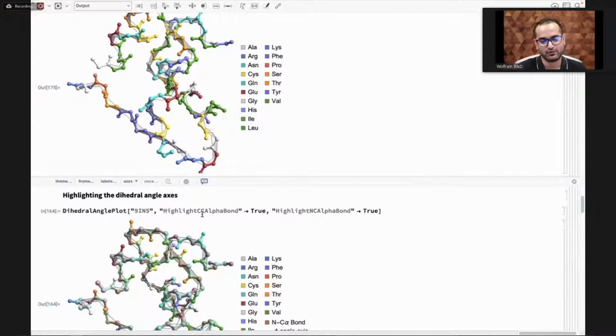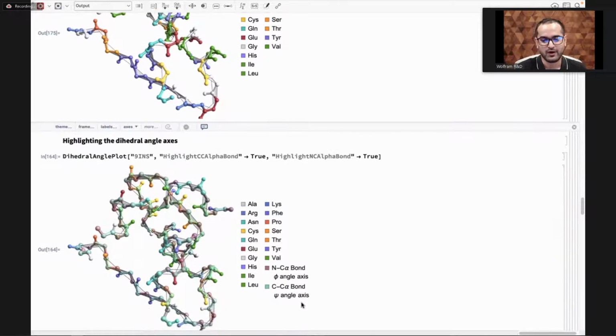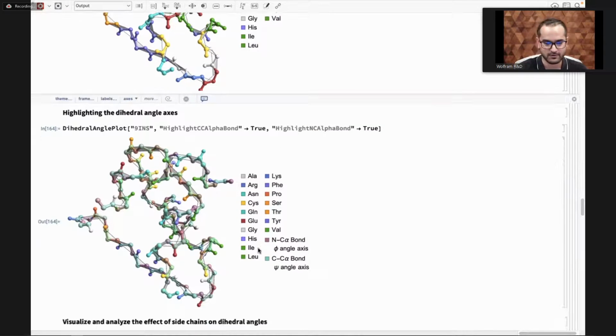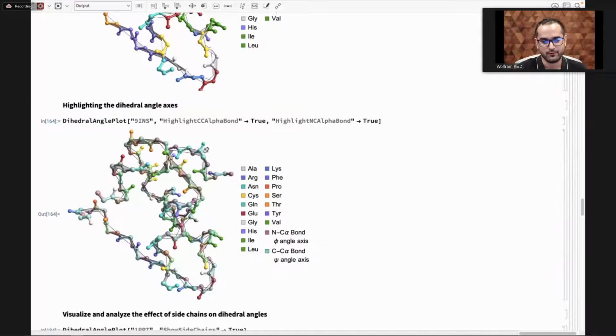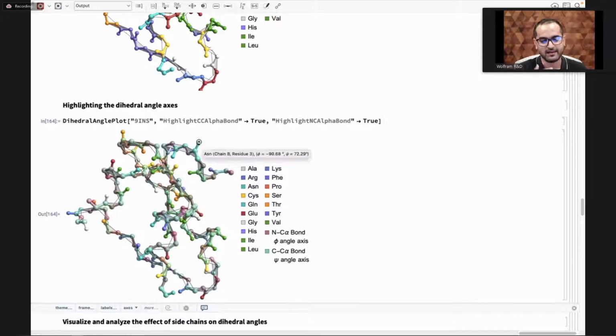And you can also do more. You can use these highlight commands to highlight the axes that give rise to the dihedral angles. The N–C alpha bond is the axis for the phi angle, and the C alpha–C bond is the axis for the psi angle that I talked about at the beginning of explaining this function. That can make it much more powerful to explain that this is the specific phi angle and this is the specific psi angle value for these proteins.